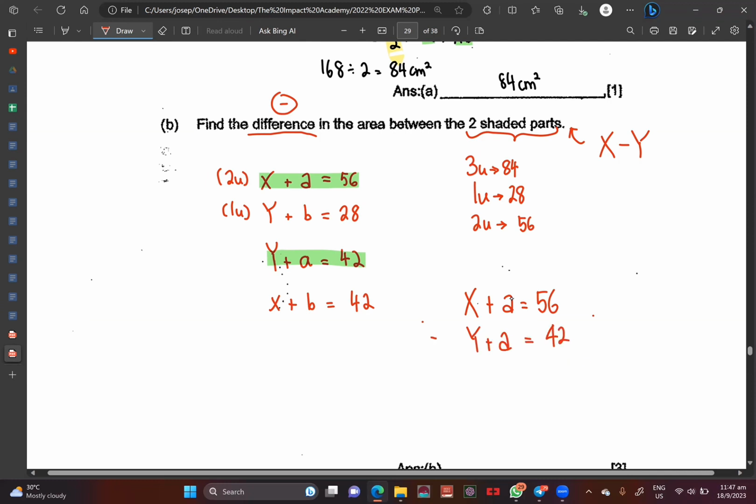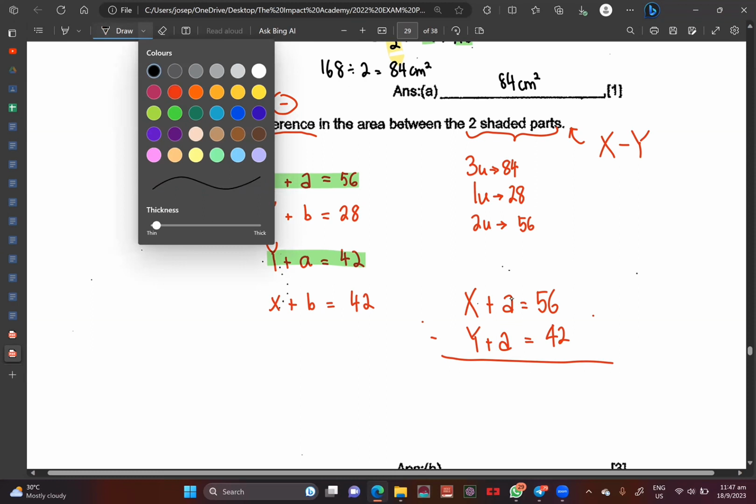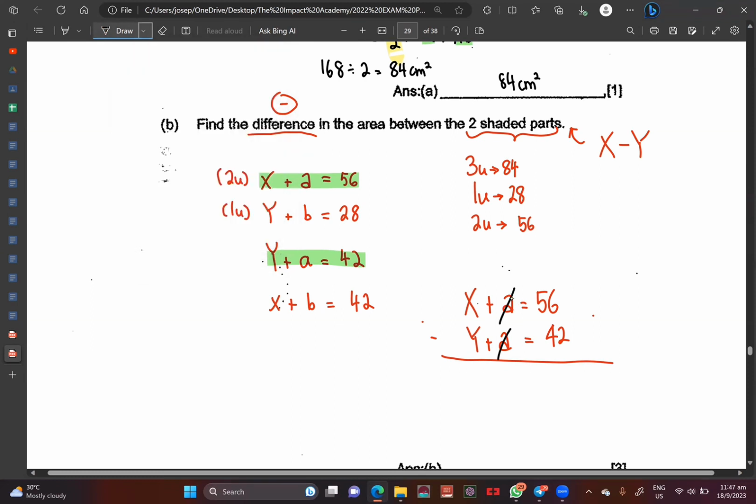All right, so right now when we minus it, what happens is this: I'm going to cancel a, and when I cancel a, x minus y will then be 56 minus 42, and that gives me 14 centimeters square, and this is exactly what the question wants us to find.